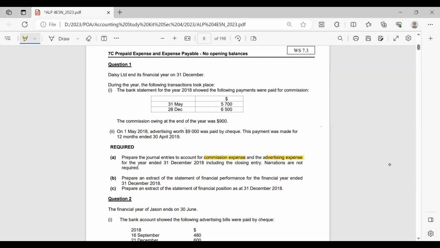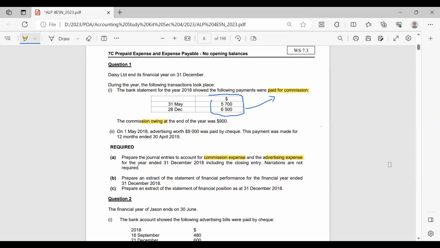Okay. So for commission expense here, we will have to look at how much commission was actually paid. So we paid in total this amount. And then at the end of the accounting year, they see that the commission owing is $900. So what is missing from here? If we know that the expense paid is 5,700 and 6,500, and then at the end we still owe 900.